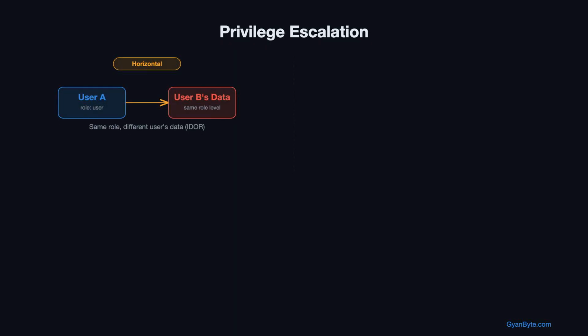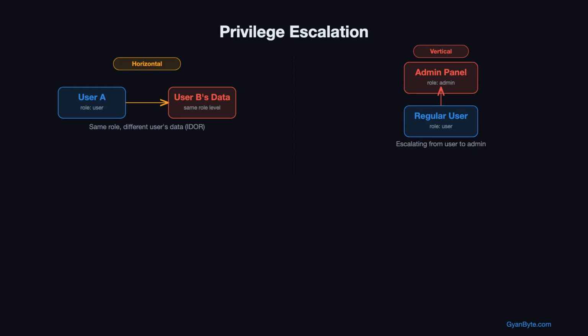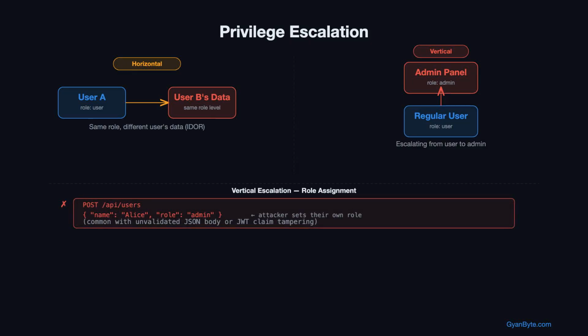Privilege escalation. Horizontal means staying at your permission level but accessing someone else's data. That's IDOR, we just covered it. Vertical is more dangerous. You're a regular user, you become admin. How? The server trusted what you sent. You included role is admin in the request body. It used it, simply. This happens with unvalidated JSON bodies, JWT claim tampering, or mass assignment bugs.